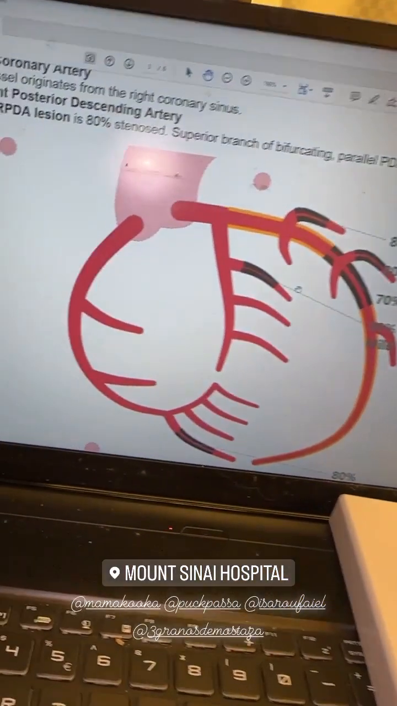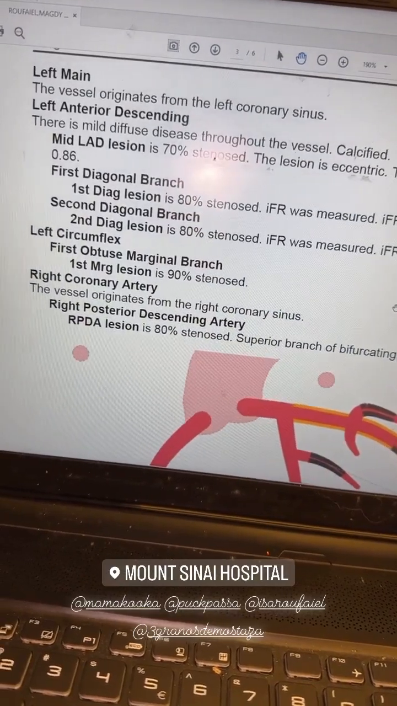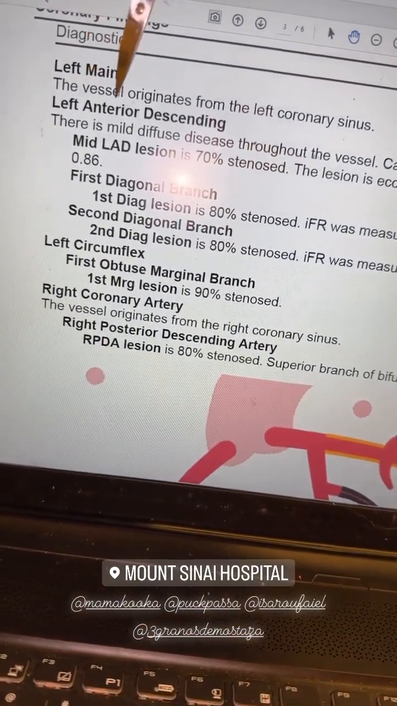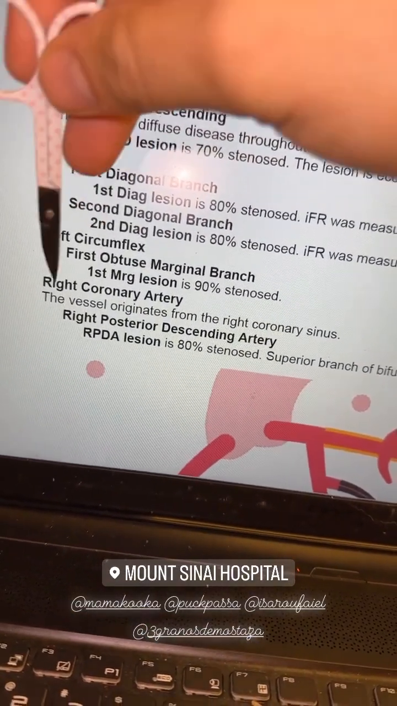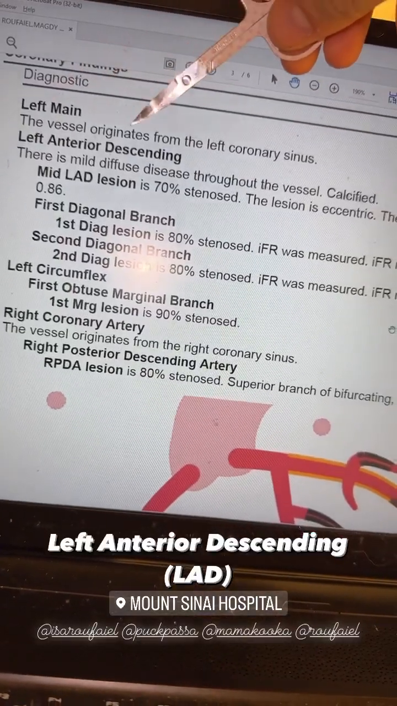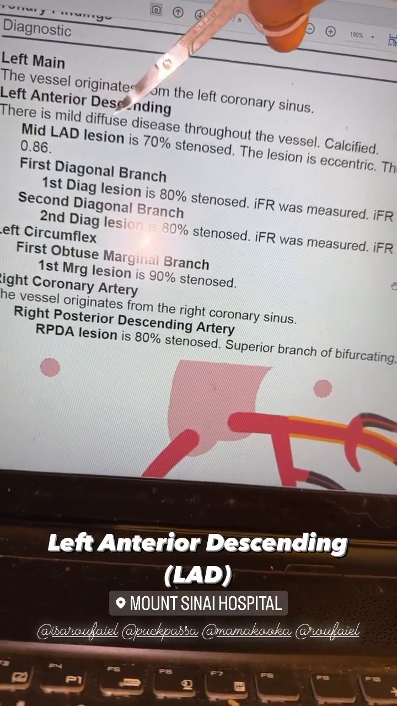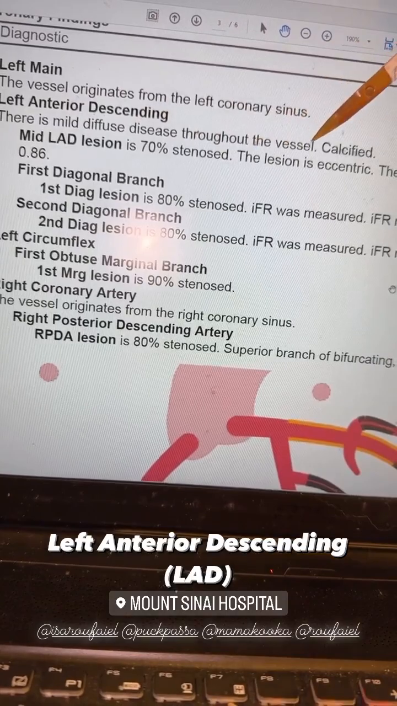Okay, so in the next part of the video, I'm going to show you what's going on out of these, because you can see we have the left main, left anterior descending, left circumflex, right coronary artery. So let me explain those. So here it says the left main, the vessel originates from the left coronary sinus. All right, left anterior descending. There's mild diffuse disease throughout the vessel, calcified.